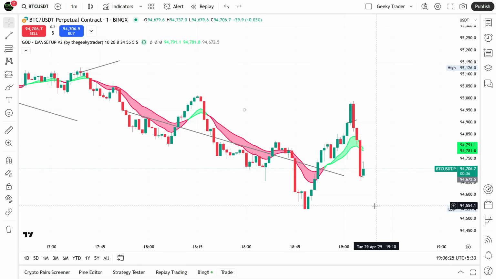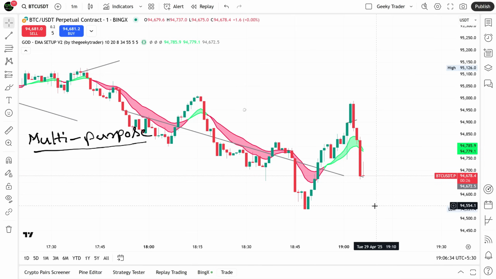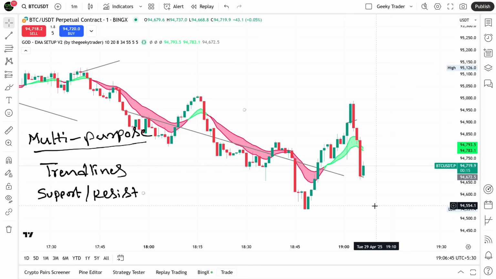Now let me tell you, this script isn't just any ordinary trading tool. It's a very advanced and multi-purpose script designed to give you an edge in multiple trading scenarios. Let me break it down for you. You can use this script to draw automatic trend lines, helping you spot the overall market direction without any manual work. It also works great as a support and resistance indicator, marking those crucial zones where price tends to react, either bouncing off or breaking through.